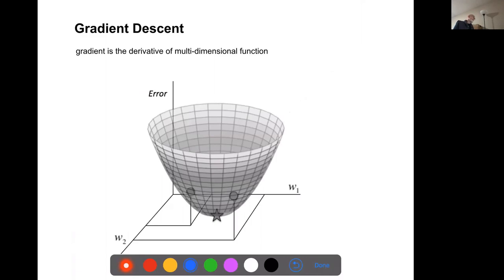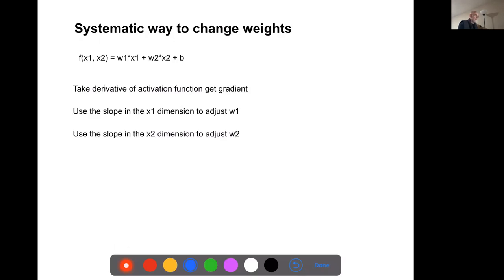And once we do that, we get to more terminology. Gradient descent is basically that in higher dimensions. We want to find where a particular function is zero, or at a minimum point. Again, you just pick a point, take n-dimensional derivatives, and move along to find the minimum point. That gives us a systematic way to change weights. We take the derivative of our activation function, get a gradient, and use that to adjust the two weights, and keep repeating over and over again.